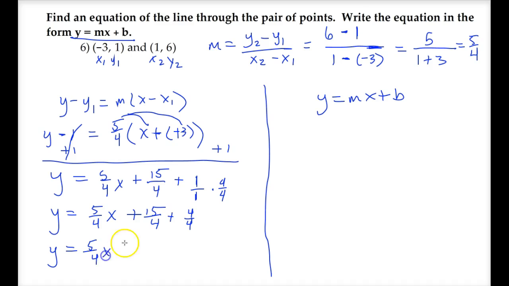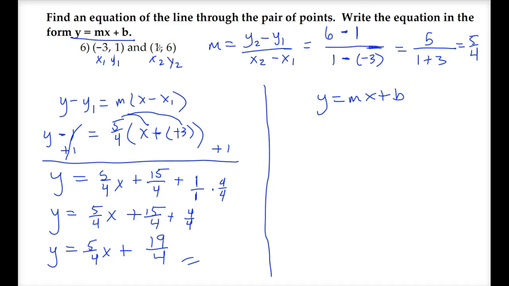And thus, now that we have fractions with like denominators, we just add the numerators. 15 plus 4 is 19 divided by 4, and there is your answer. And so this is what the equation of the line is that goes through these 2 points.